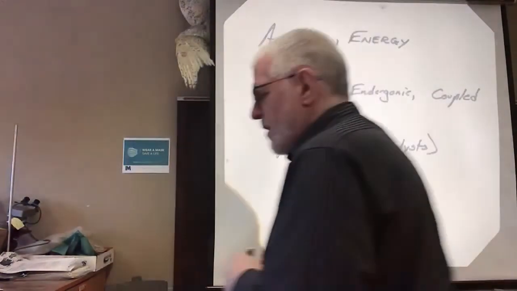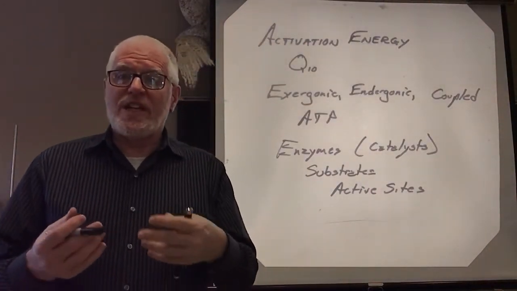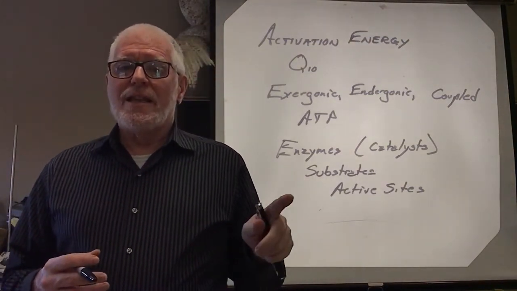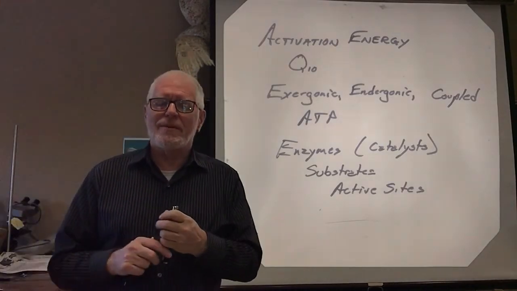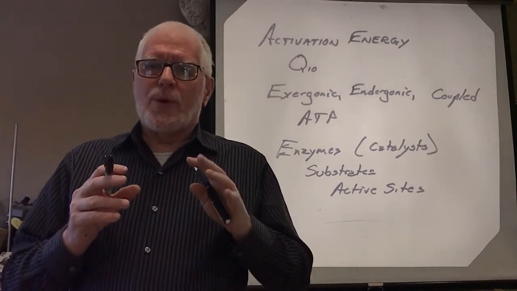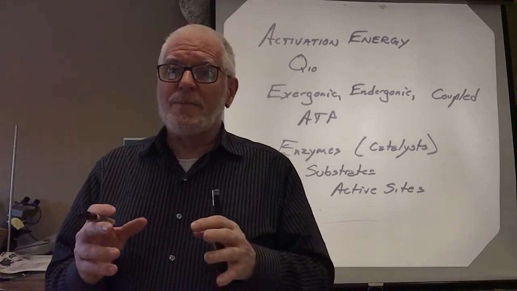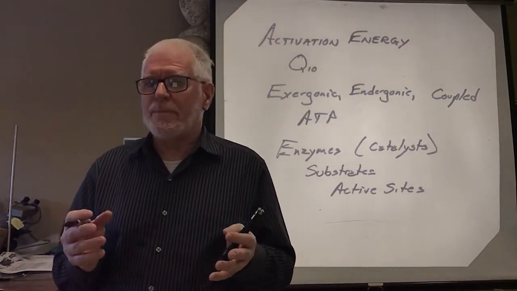Enzymes are large molecules with dents in them, literally. And reactants fit into the dents. Those dents are called the active sites. The reactants then are called substrates because they're attached to something, they're sitting on something. And the presence of the substrates in the active site changes something about the enzyme. Very often it's conformation, changes its shape.